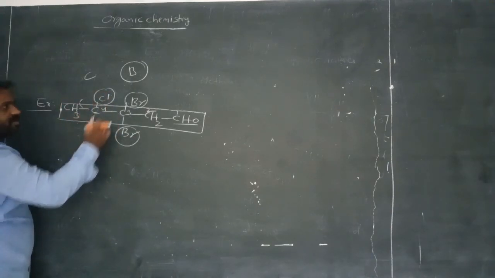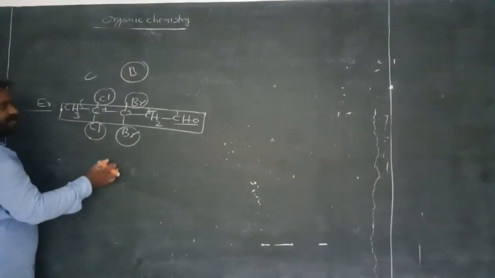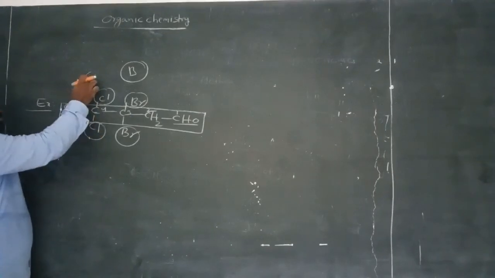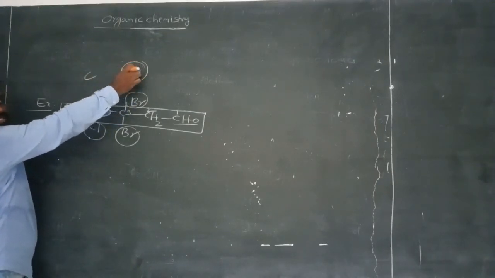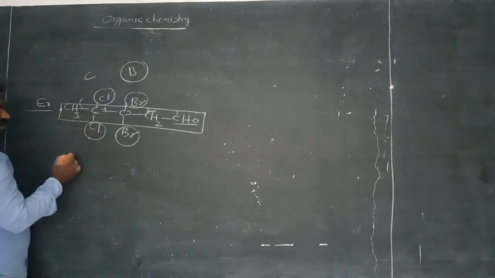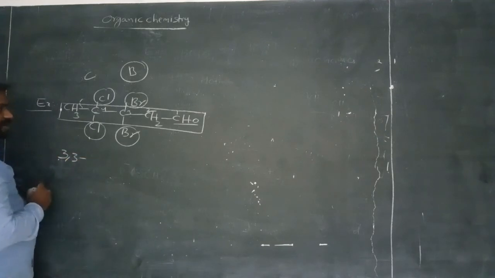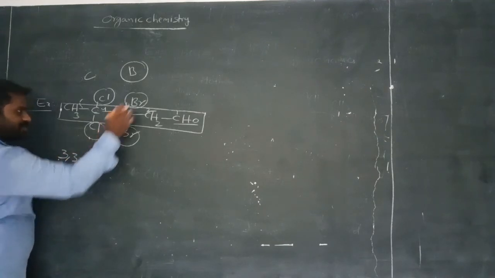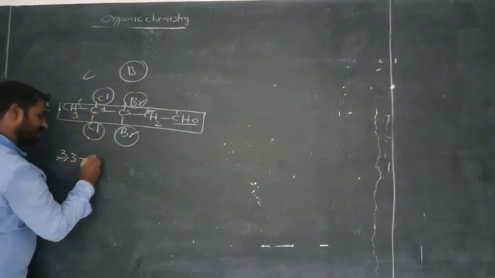alphabetical order. That means bromine. Bromine starts with B, and chlorine starts with C. So in alphabetical order, which one gets more priority? B comes first. Am I right? So first write bromine on the third carbon, 3, 3. In this case only two bromines are present. 3, 3, dibromo.